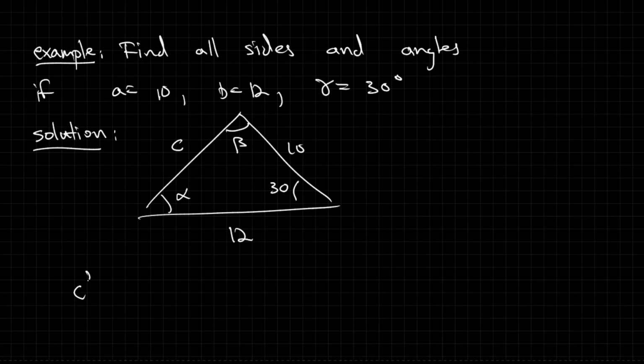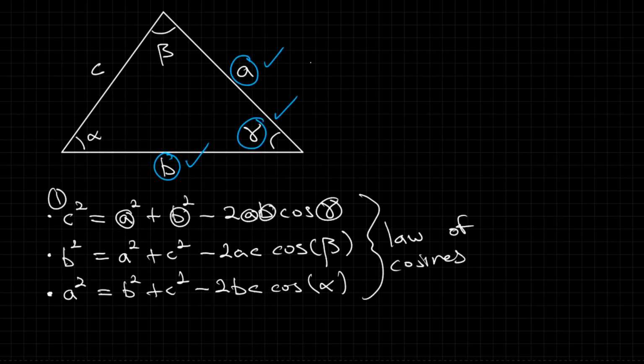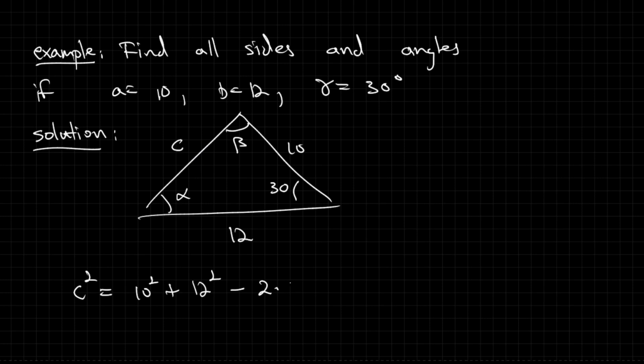So I know that C squared is the sum of the other sides squared, so 10 squared plus 12 squared. Note that if this triangle is a right triangle, then this would be a correct statement on its own. It would be the Pythagorean theorem. But this is not a right triangle, so I cannot use the Pythagorean theorem. I instead need to subtract 2ab times cosine gamma.